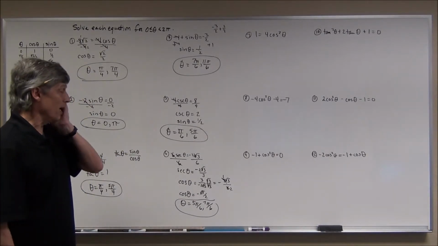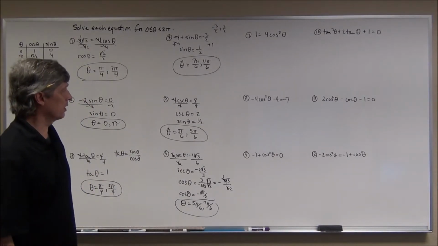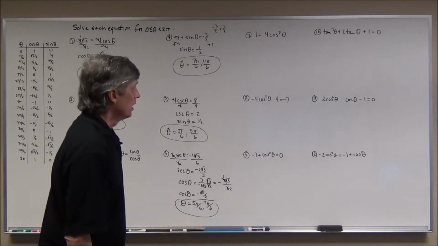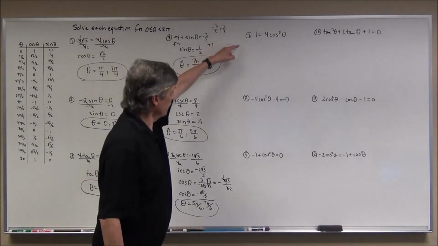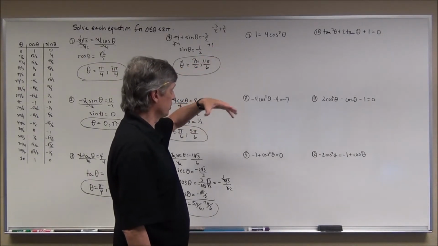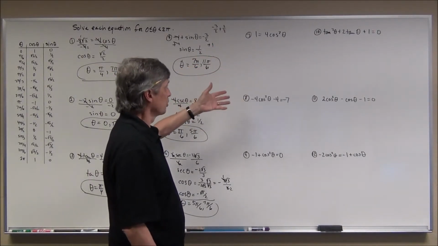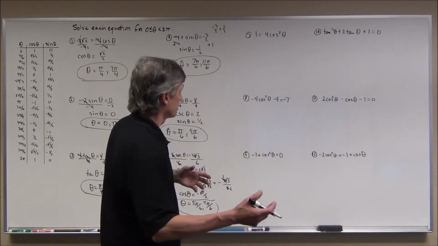Now, on these other problems, because the trig function is squared, there's a pretty good chance you're going to pick up more answers. These first 3 problems here, you're going to use the square root rule, which is you're going to take the square root of both sides, and that'll pick up the plus or minus and all that.